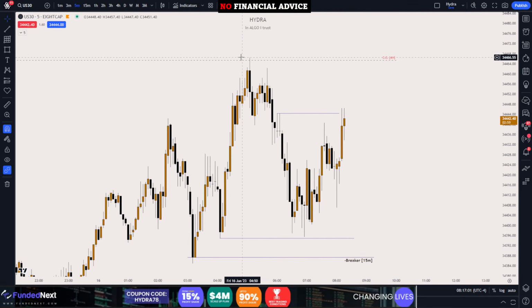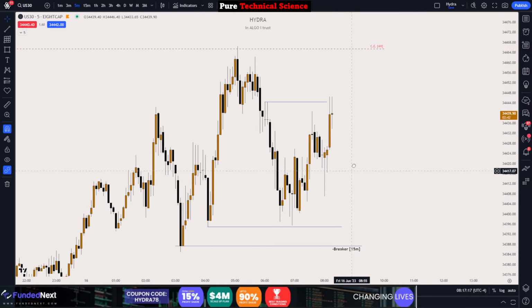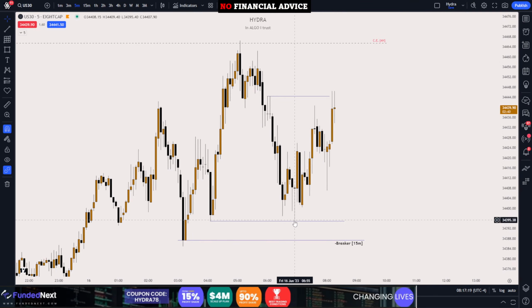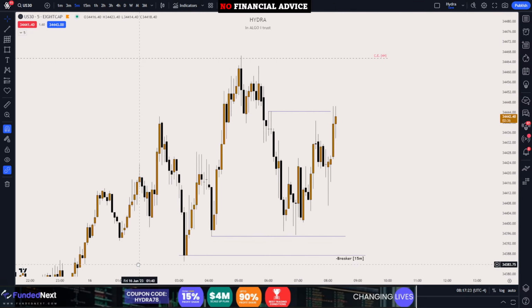In a breaker block, you want to see a clean stop hunt. Do you see it here? No. So this is going to be our last line of defense to expect lower prices. It's a mitigation block, not a breaker block. If price is respecting it, it's okay. We have a fair value gap here, and we do have relative equal lows down here, and down here.